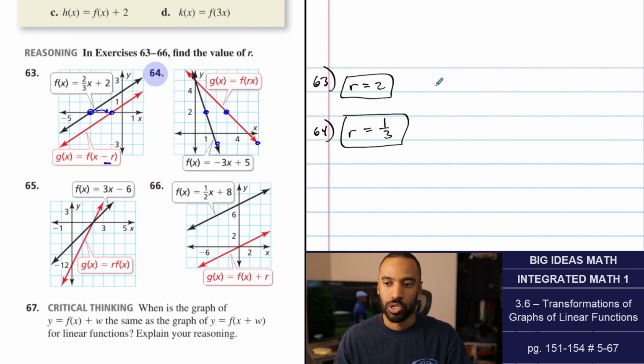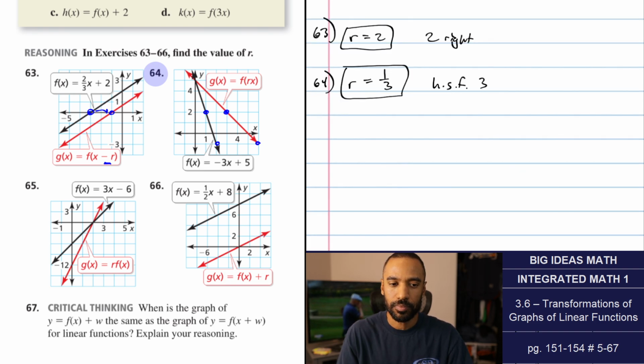Remember, when it's inside the function, it's flipped. So this is translate 2, and I will kind of explain it. And this is horizontal stretch by a factor of 3. Kind of opposite, kind of weird, but that's how it works.